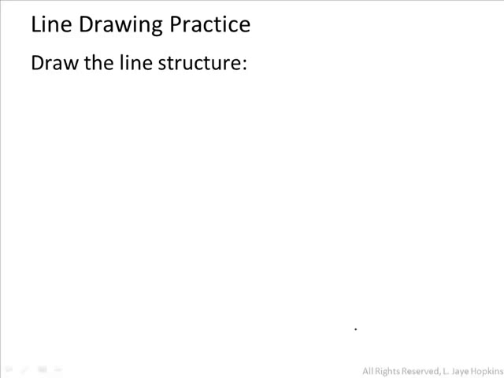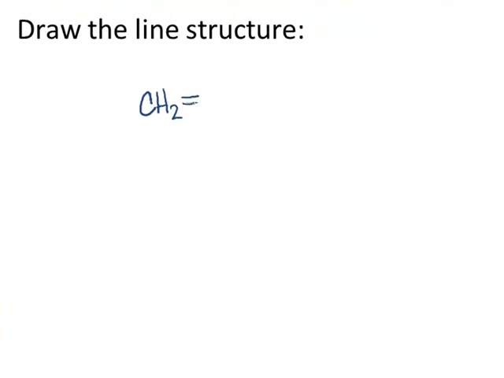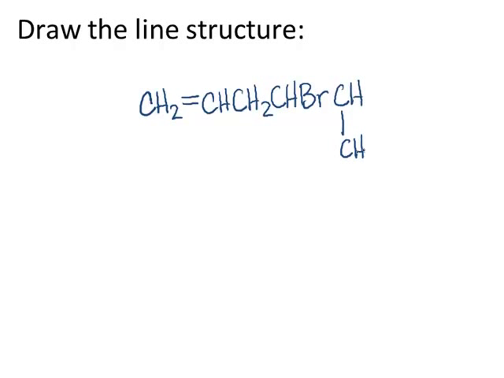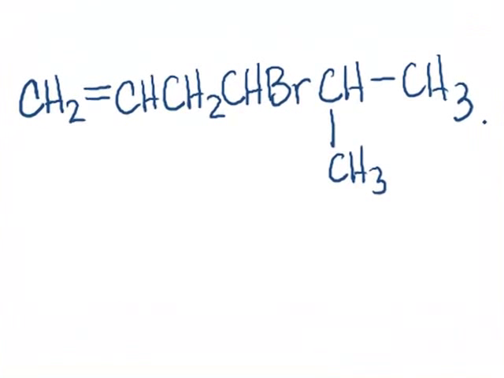You can do this directly from the condensed structure, or if you want, you can take some time and draw the expanded structure. Here's the condensed version I'll give you. Take some time and see if you can draw this structure in a line drawing form. Okay, how'd you do? There's a lot to consider here because I'm asking you to consider double bonds, heteroatoms, as well as the information that's found in a condensed structure.